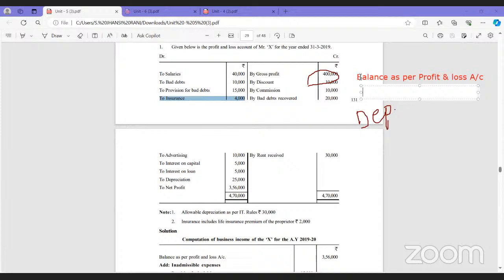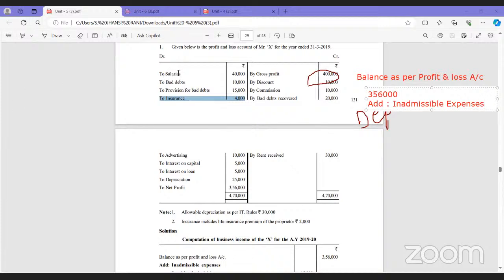Is it right? Balance as per profit and loss account, 3,56,000. Now, to this, as per the format, we have to add inadmissible expenses. In these inadmissible expenses, we should be able to identify them.